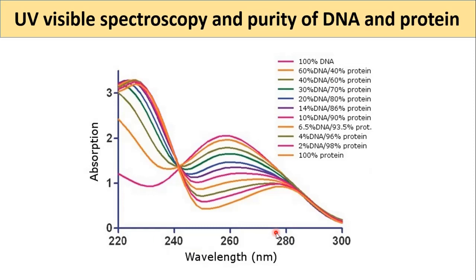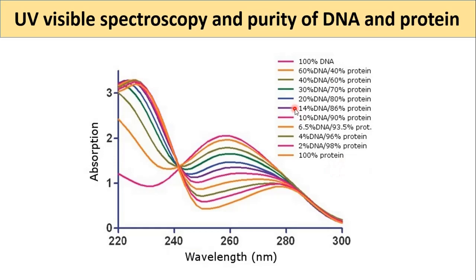And if a mixture has both protein and DNA, then we can find out the percentage of DNA and protein, or the purity of DNA and protein. So we have different conditions: 100% DNA, then 60% DNA and 40% protein, then 40% DNA and 60% protein. We start from 100% DNA and increase the percentage of protein, and ultimately we have 100% protein and 0% DNA.